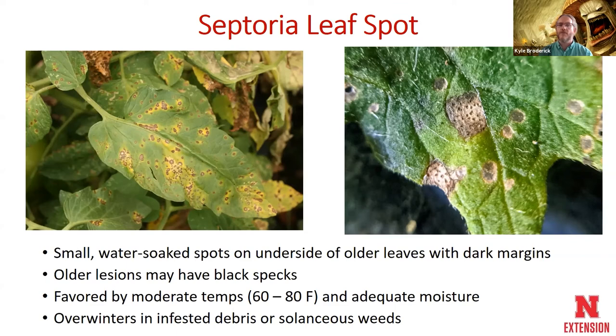But one of the diagnostic features for Septoria leaf spot is if we look at some of those older, more mature lesions, we'll see some black specks forming on the inside of those lesions. And that's what the image we have there on the right is. Those are the pycnidia, or the fungal fruiting bodies of the Septoria fungus. And as with the other diseases that I discussed, this one also overwinters in infested debris or solanaceous weeds as well.